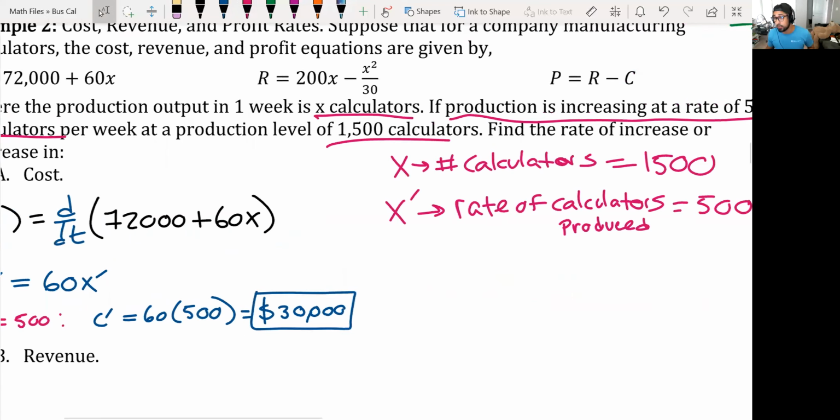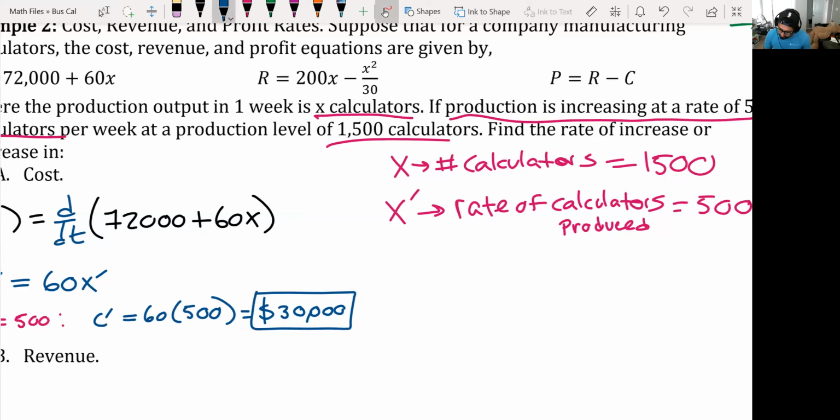So it's also smart to interpret our results. If we got a positive number as the output, remember we're still talking about derivatives, we're still talking about slope. So the derivative of the cost function gave us a positive output. This means that cost must be increasing as we pump out calculators, 500 calculators per week.